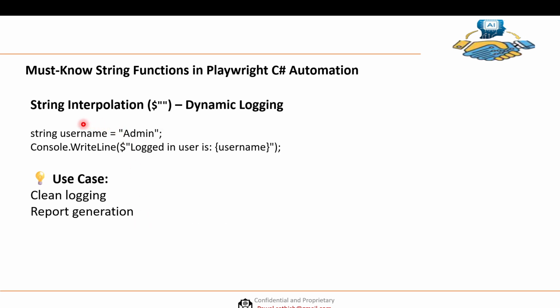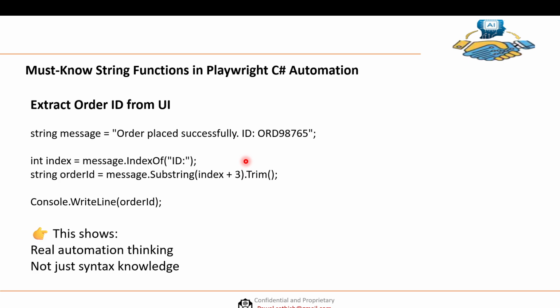The next is string interpolation, the dollar sign with double quotes. It is used for dynamic logging. Okay, so we mostly use it for report generation or logging. Okay, so now if you see here, if I capture the string username is equal to admin and I want to write it in the console, then you can use the dollar sign, logged in user, and in curly braces you can give the username. It will print in the logging. Okay, this is one of the new features in C Sharp .NET.